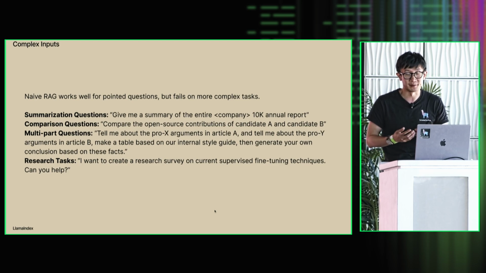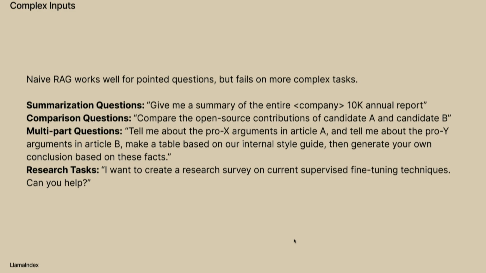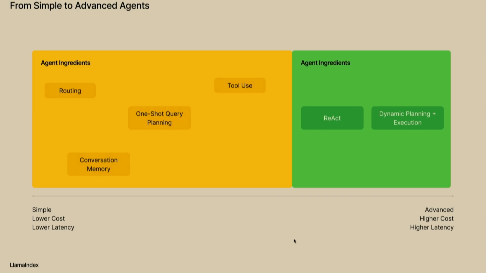By pointed questions, I mean something about a specific piece of context. So if you ask a summarization task, like, give me a summary or a comparison of these two entire documents, or you want to compare two resumes against each other, ask a multi-part question, or solve a general research problem, naive RAG is not going to do well for that. If you think about how semantic search or top K search works, that's just not what it's built for.